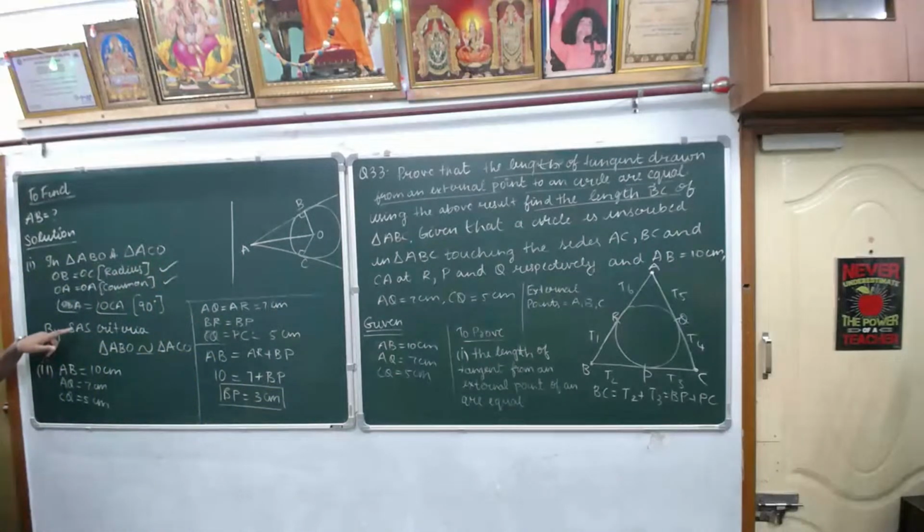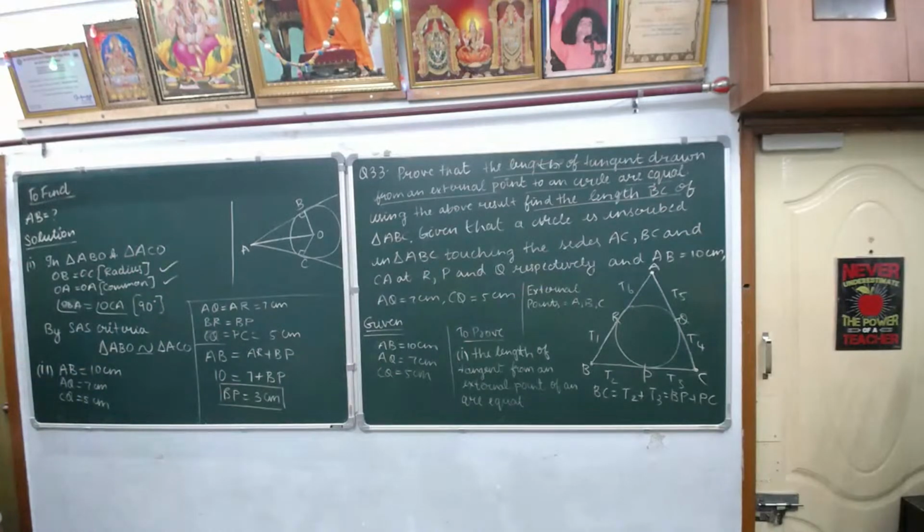And angle OBA is equal to angle OCA, which is 90 degrees. Why is it 90 degrees? Because of the theorem: the radius connecting to the tangent at the point of contact will always be 90 degrees. Then, by SAS criteria, triangle ABO is congruent to triangle ACO.